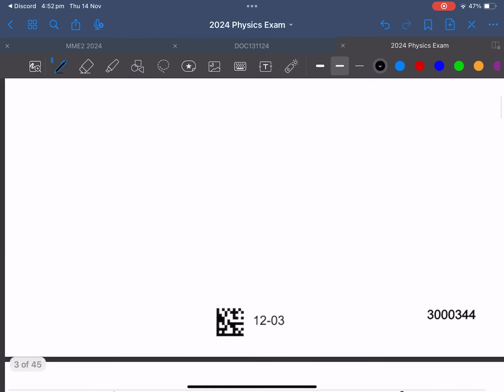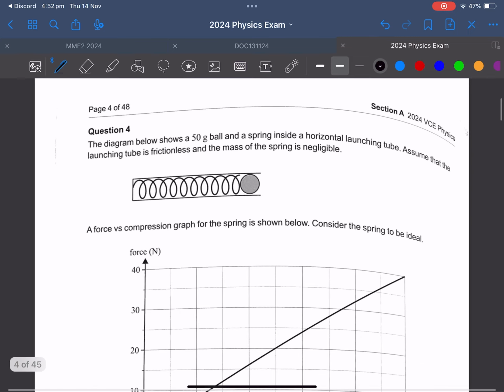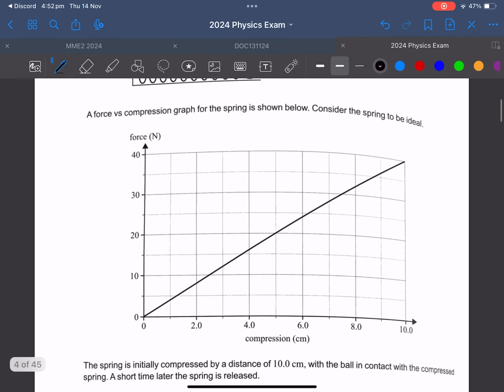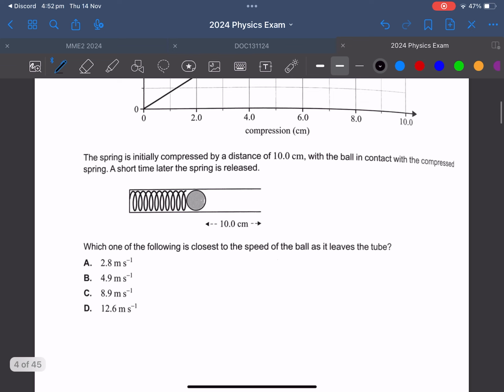Right. Moving on. A diagram below shows a 50-gram ball and a spring inside a horizontal launching tube. Assume that the launching tube is frictionless and the mass of the spring is negligible. Okay. Force versus compression graph for spring is drawn below. Consider the spring to be ideal. Okay. The spring is initially compressed by a distance of 10 centimeters. I'm just gonna underline that, with the ball in contact with the compressed spring.